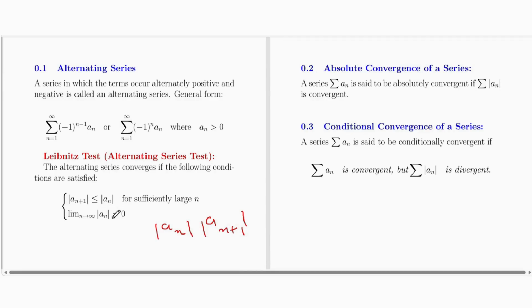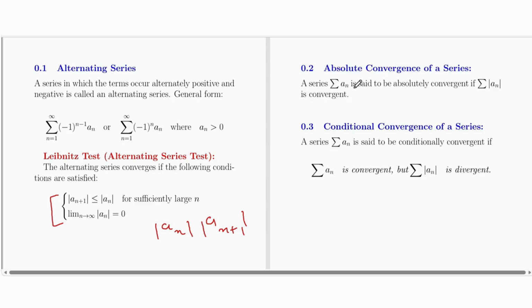Second, take limit n tends to infinity mod an and evaluate it. If this value is 0, then the condition is satisfied. So in the Leibniz test, if these two conditions are satisfied, then we conclude that the alternating series converges. If any one condition is not satisfied, or both conditions are not satisfied, then we conclude the alternating series diverges.